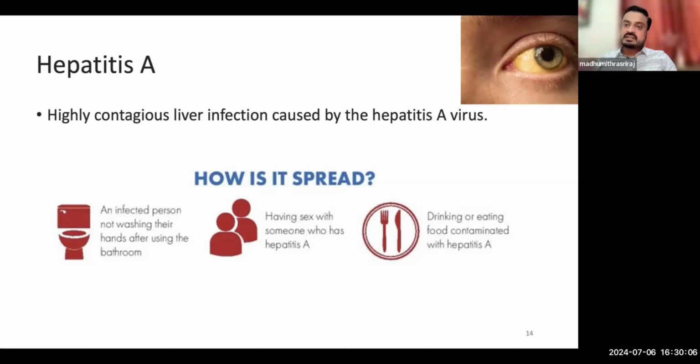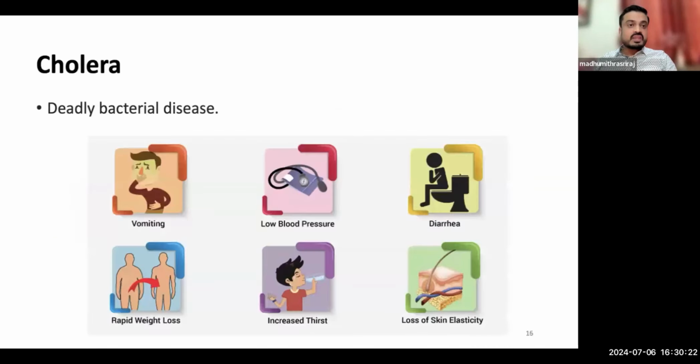Hepatitis A is a virus which affects the liver. Severe abdominal pain, jaundice, liver dysfunction, and diarrhea are the presenting features of hepatitis A.